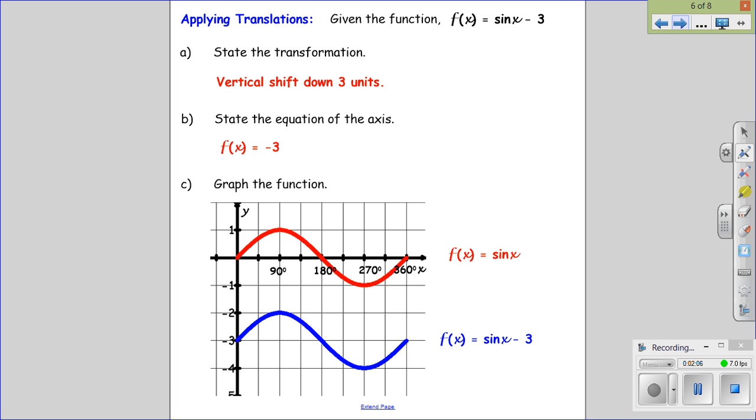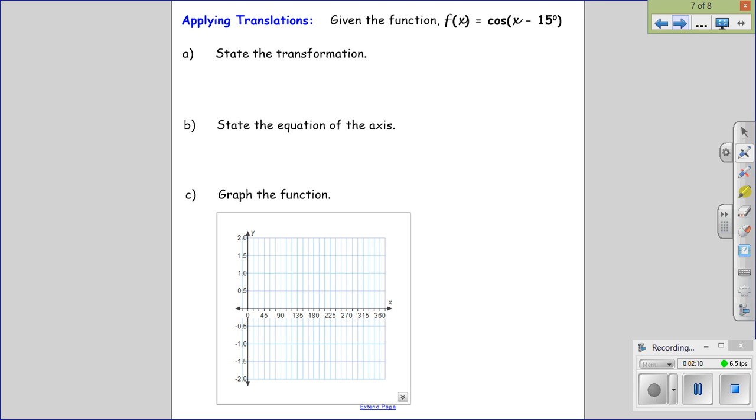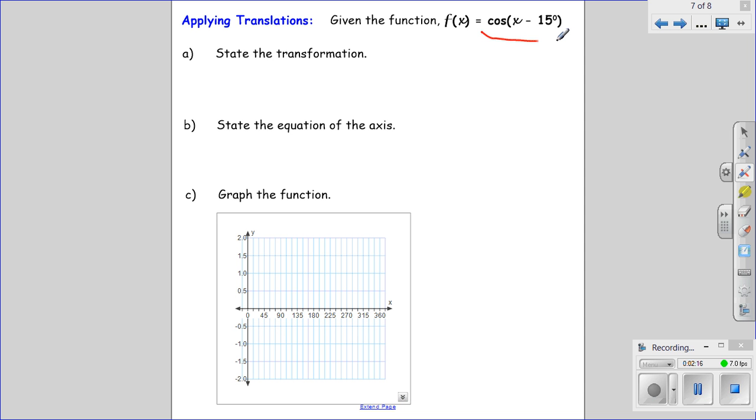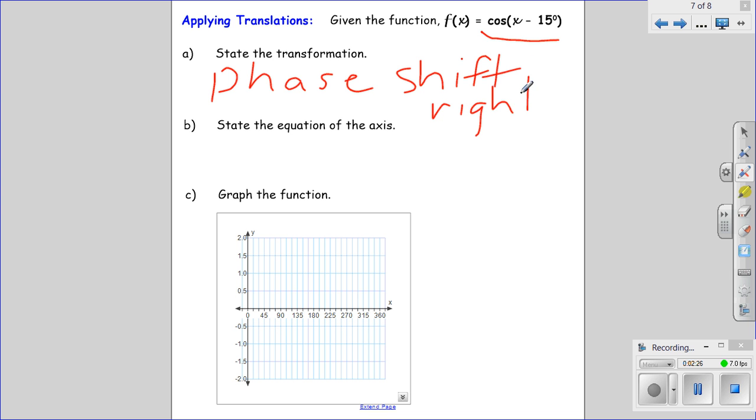It's drawn neatly here, so it's better for you for copying later. f of x is cos of x minus 15 degrees. Well, what is that transformation? That's telling me I have a phase shift. Remember, we changed the word. It's not a horizontal shift for trig. We call it a phase shift. And I'm going right 15 degrees. I'm not shifting up and down, so the equation of my axis remains y equals 0.